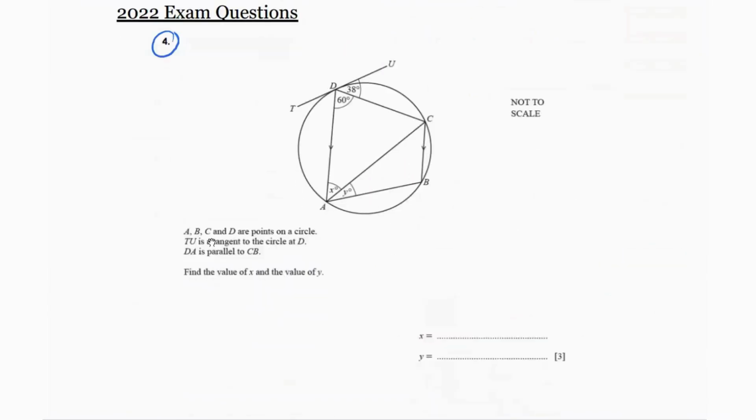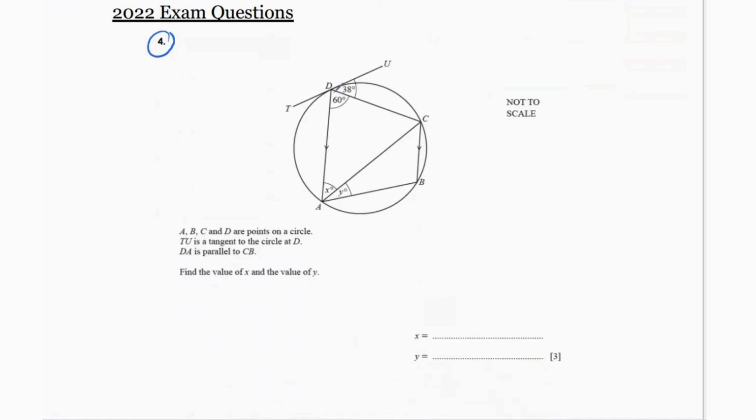This one, it says A, B, C, and D are points on a circle. The line is a tangent to the circle at D. DA is parallel to CB. Find the value of X and Y. So if you notice, we have parallel lines, we have a tangent, and we have a cyclic quadrilateral as well. So let me highlight that. This is your cyclic quadrilateral. All four vertices of the quadrilateral are touching the circumference. That's very important.